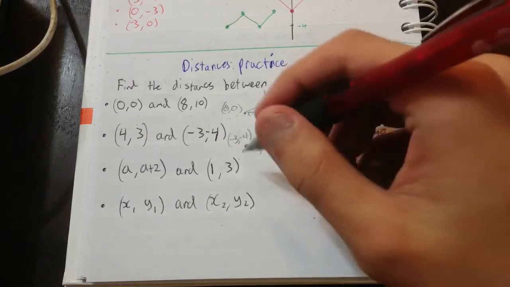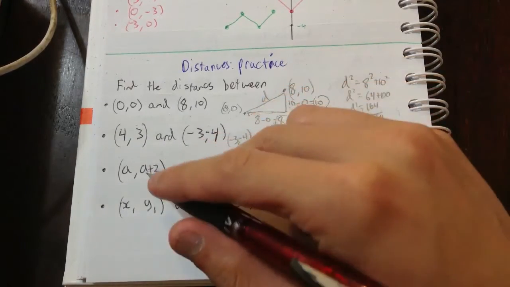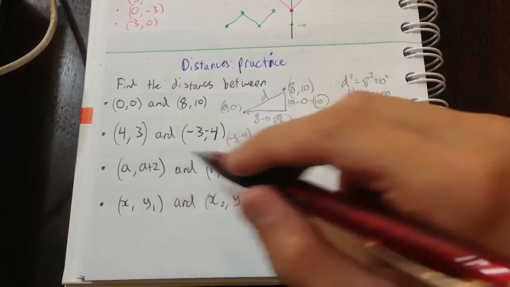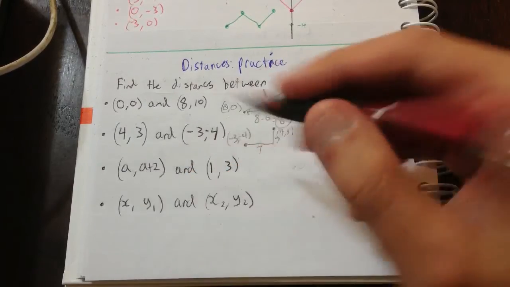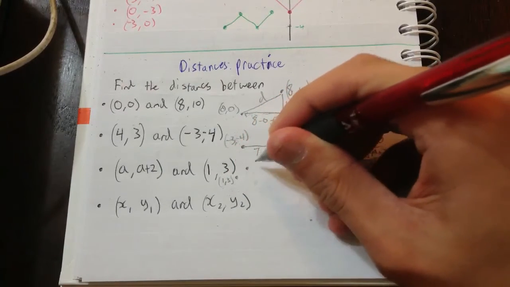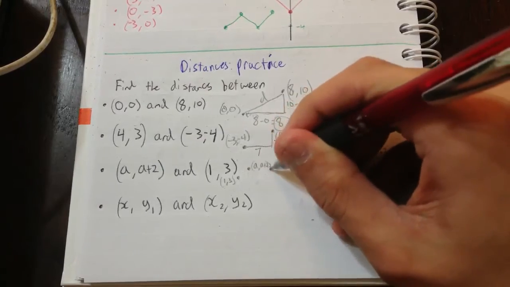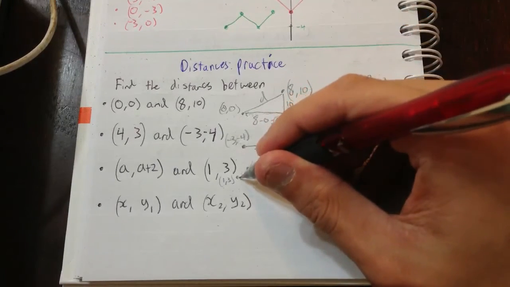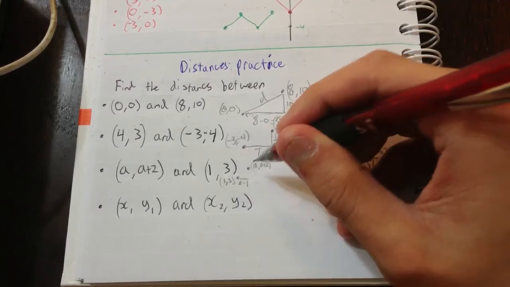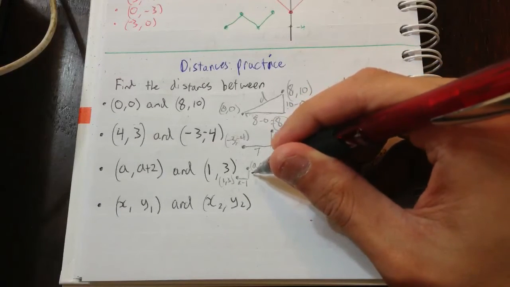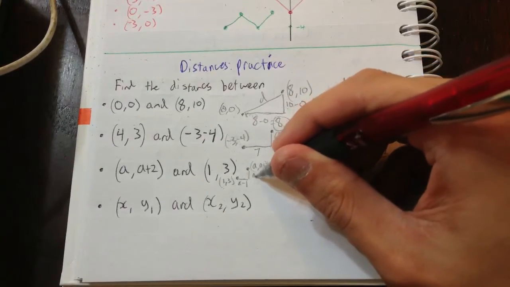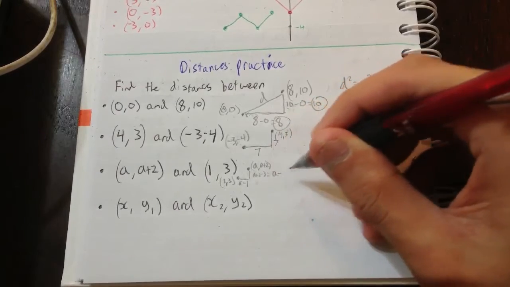Okay? Good. This third one, the distance between A, A plus 2 and 1, 3, is simple. We can do the same exact procedure. Now I'm not going to put the points in. Maybe I will put the points in. This is 1, 3. We don't know where A is, but it doesn't matter. A is just some number. What's the horizontal distance? Well, this is 1 across. This is A across. The difference is A minus 1, this number minus that. What's the height? A plus 2 minus 3 equals A minus 1.